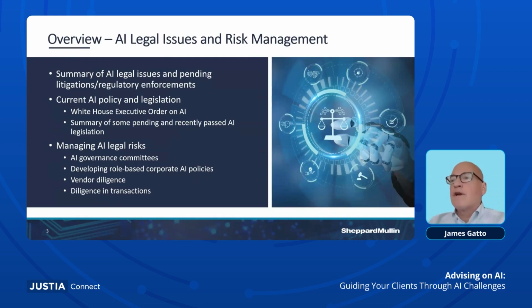Just a brief overview of what we're going to cover today. Primarily AI legal issues, some policy issues, and then really a lot on risk management. There's many pending lawsuits where there's unresolved legal issues relating to AI, a number of regulatory enforcements. We'll talk about some of those. We'll talk about the current U.S. AI policy, primarily as set forth in the White House Executive Order on AI, and some of the recently passed and pending legislation relating to AI. And then we'll talk about how to manage the legal risks.